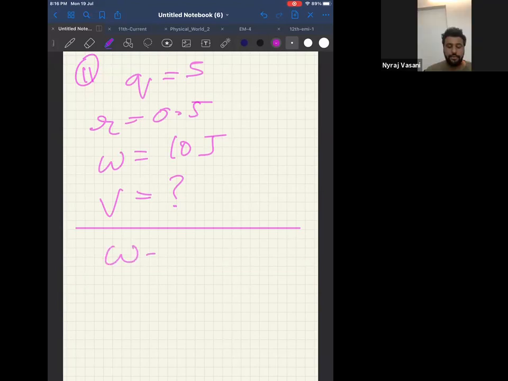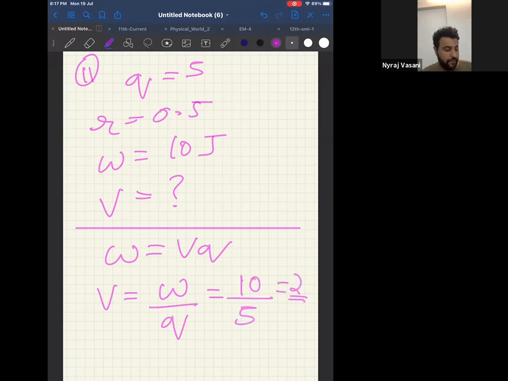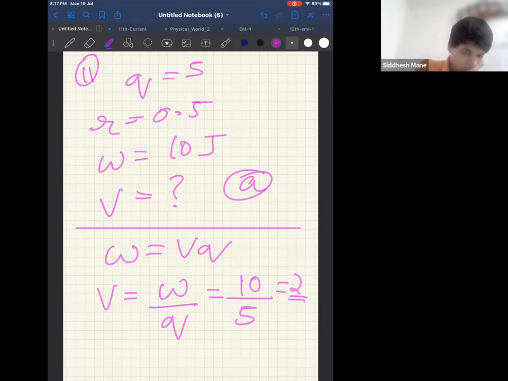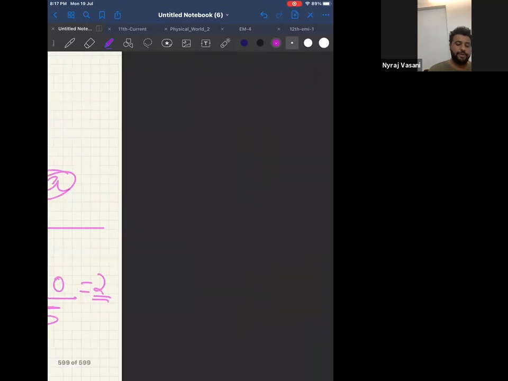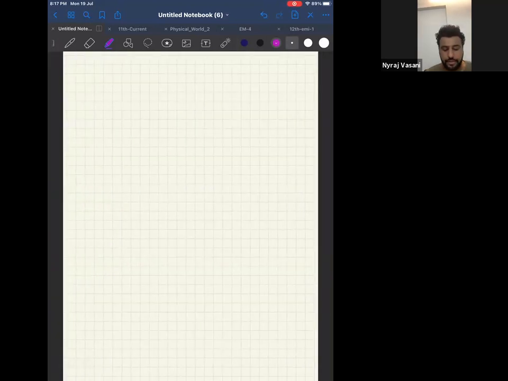So can I say W is equal to VQ, or V is equal to W by Q? W is 10, Q is 5, 10 by 5 is 2. Therefore, answer is 2 volt. Therefore, answer for the 11th one is option A. Okay, perfect. Start with question number 12.